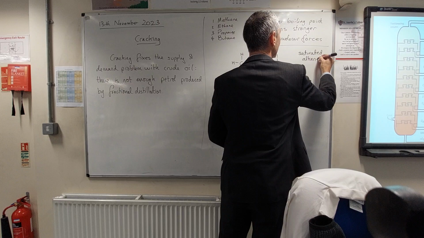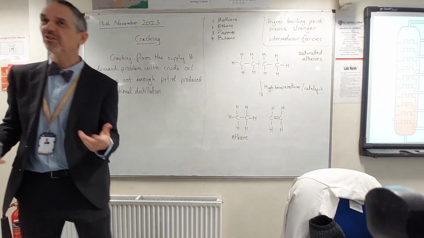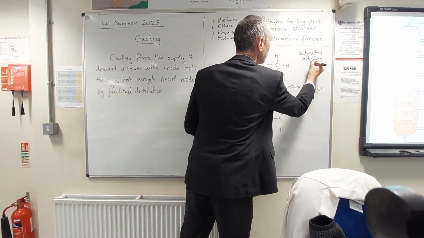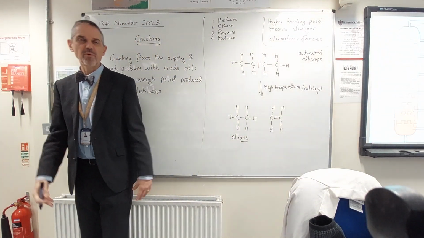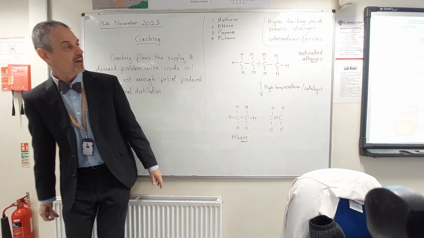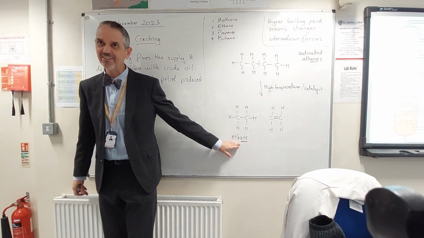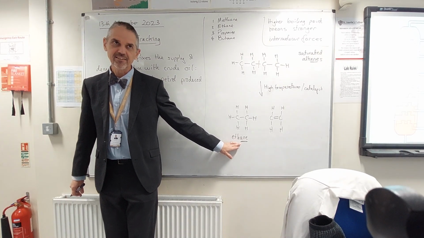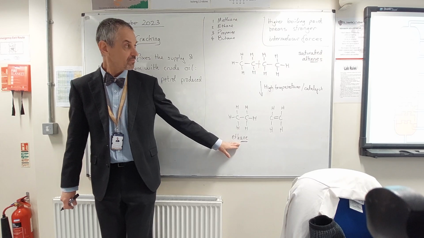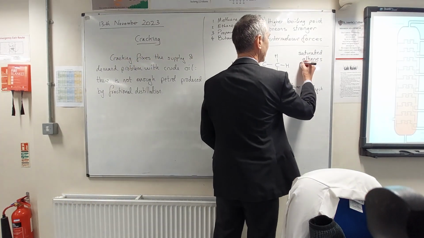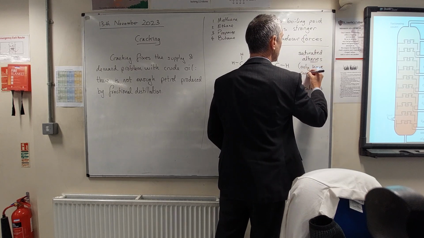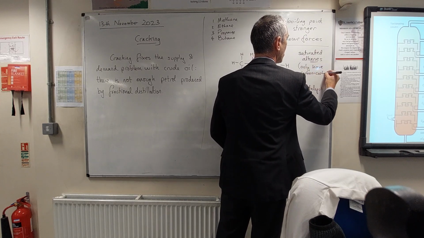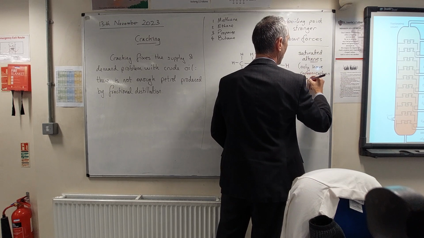Okay. So alkanes: methane, ethane, propane, butane. You can know an alkane by the name ending, like we all have family names, don't we? So an alkane always ends in -ane. That's its family name. So saturated alkanes only have carbon-carbon single bonds.